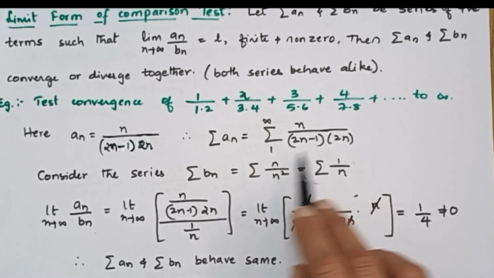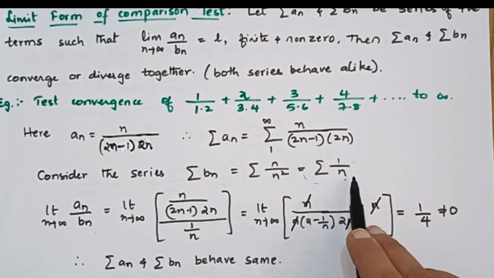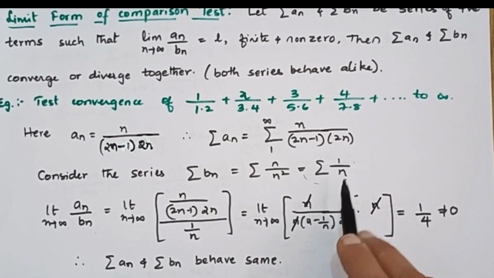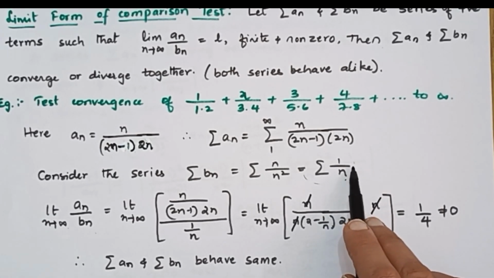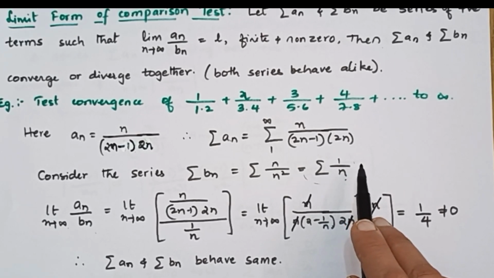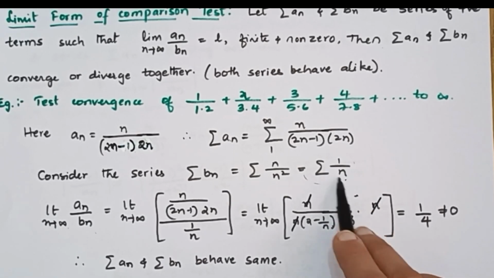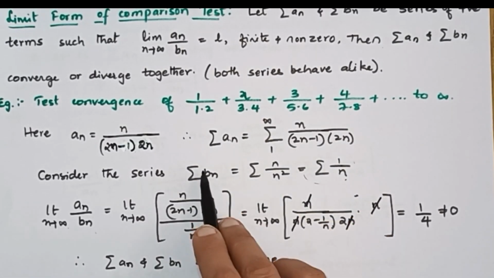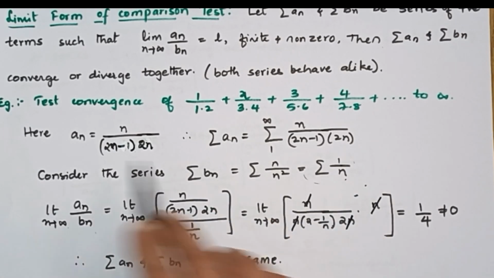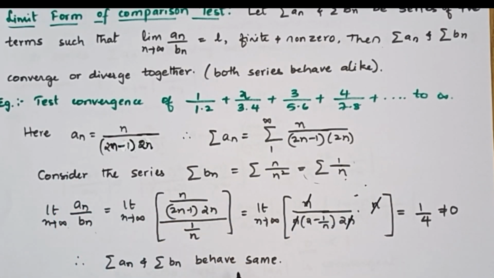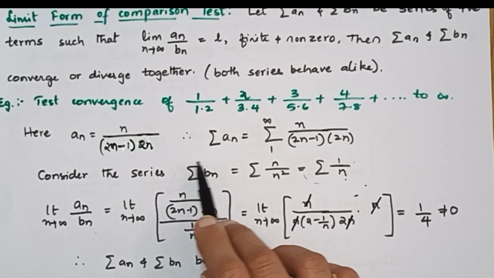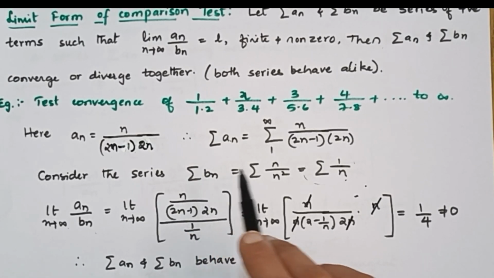Look at this series bn, that is summation 1 by n. Using P series test, we know that this 1 by n diverges because P value is 1. It is divergent for P less than or equal to 1. In this case, P equal to 1. Therefore, summation bn diverges. Therefore, summation an also should behave in the same way. Summation an also diverges. Therefore, the given series is divergent. Most of the cases, bn is usually a p series only.